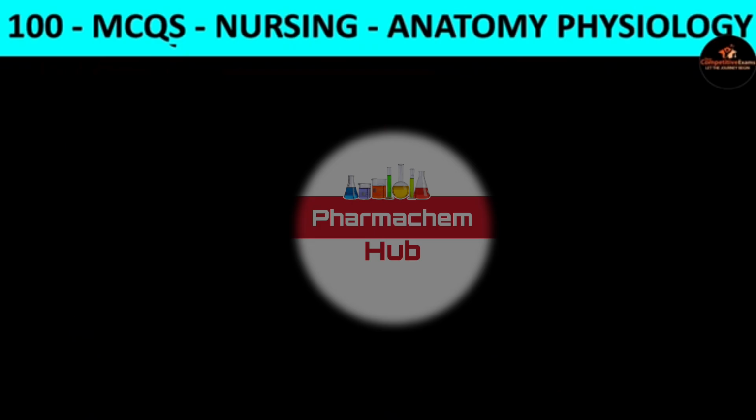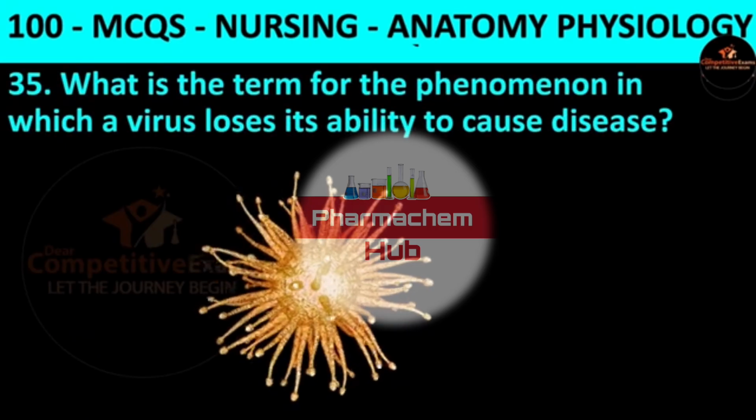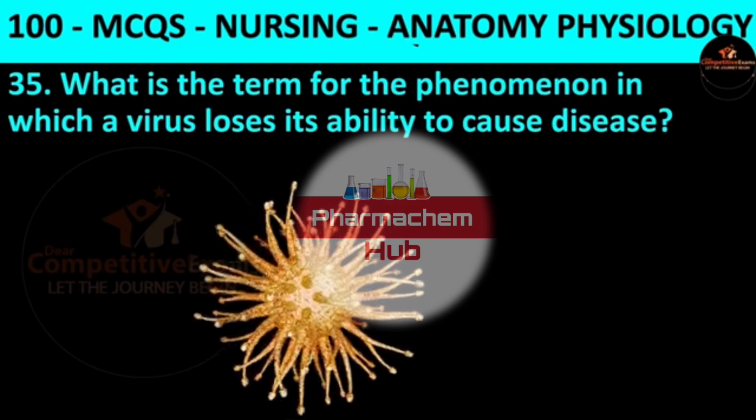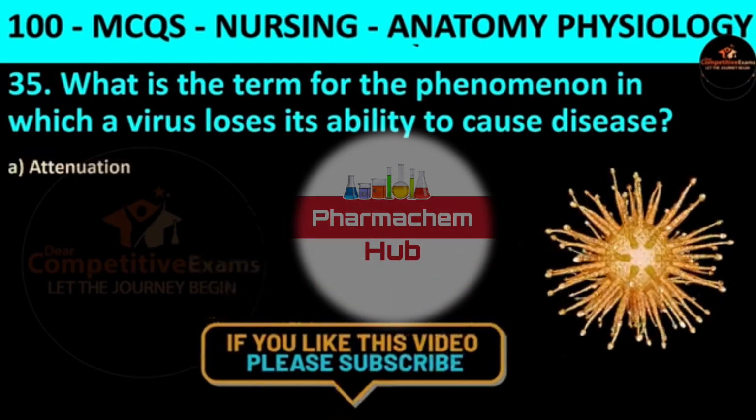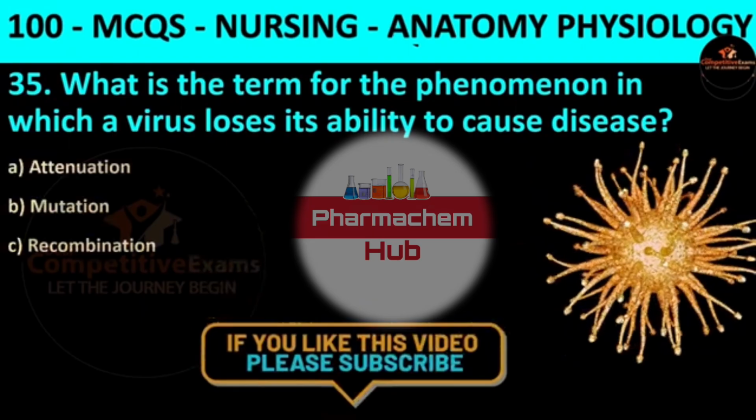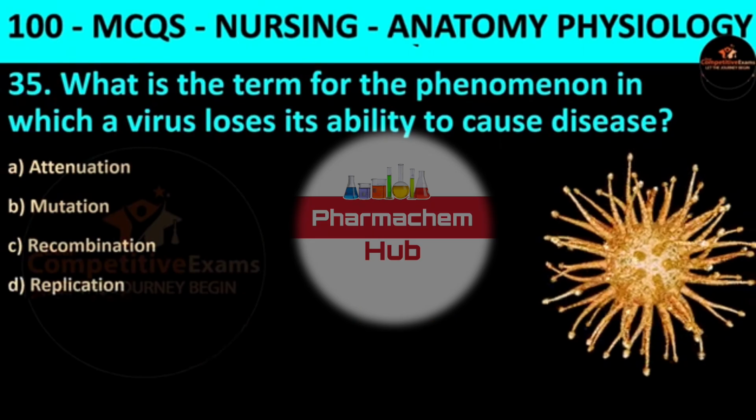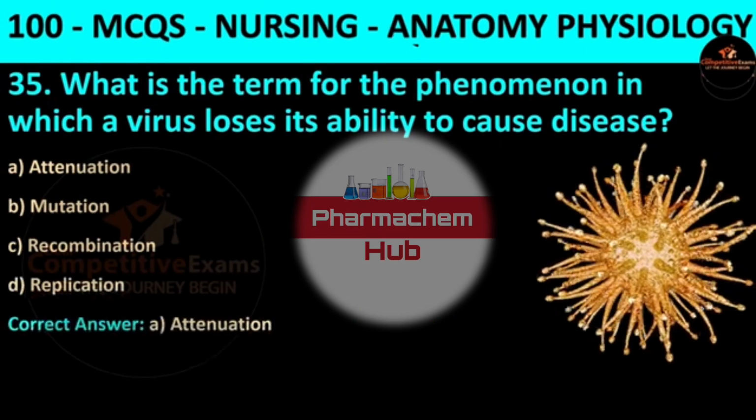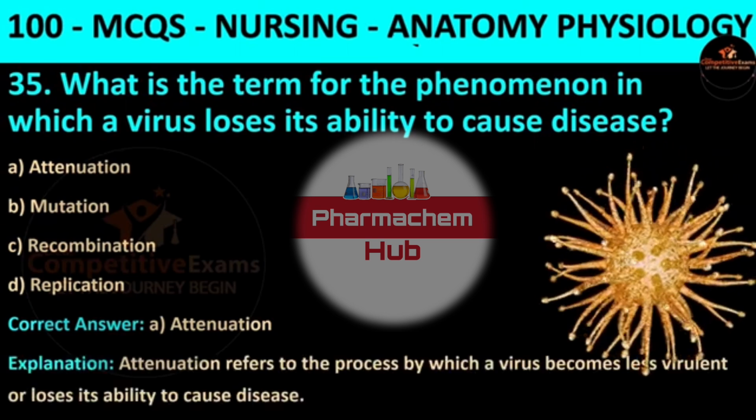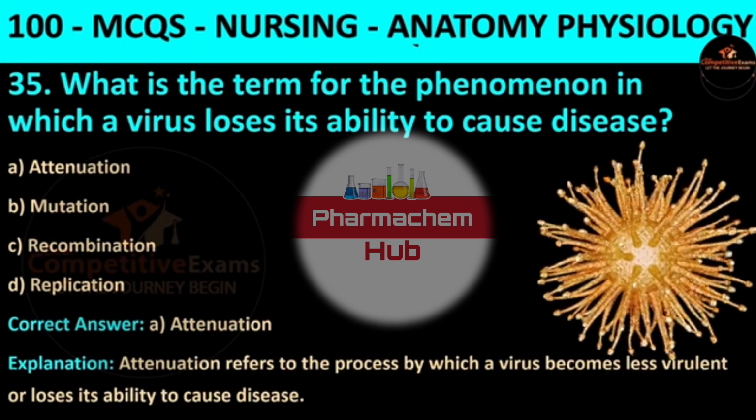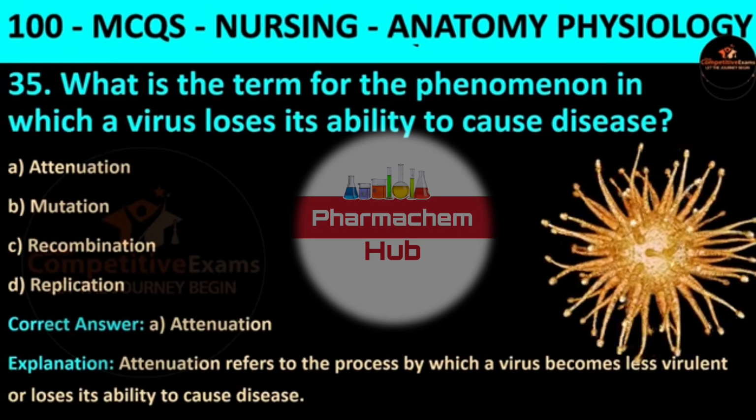Question number 35. What is the term for the phenomenon in which a virus loses its ability to cause disease? The options are attenuation, mutation, recombination, or replication. The correct answer is A, that is attenuation. Attenuation refers to the process by which a virus becomes less virulent or loses its ability to cause disease.